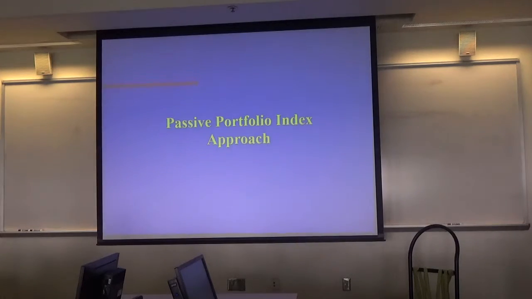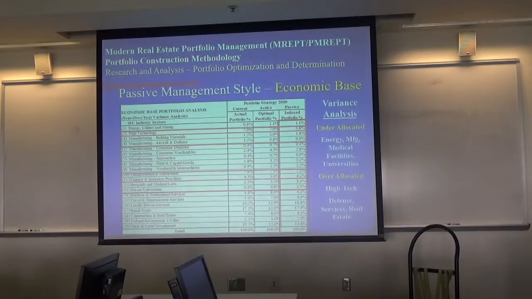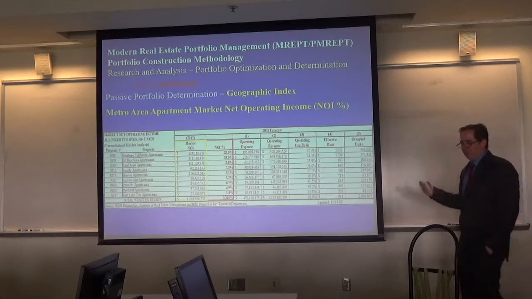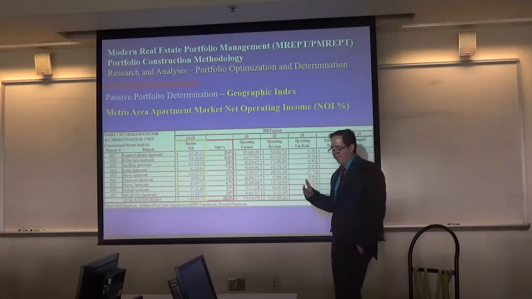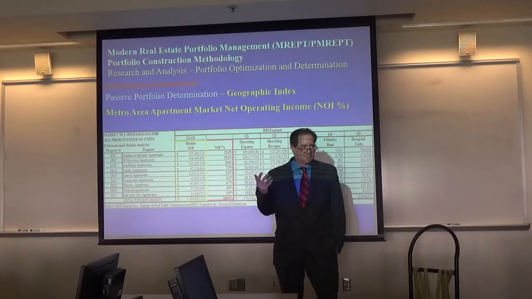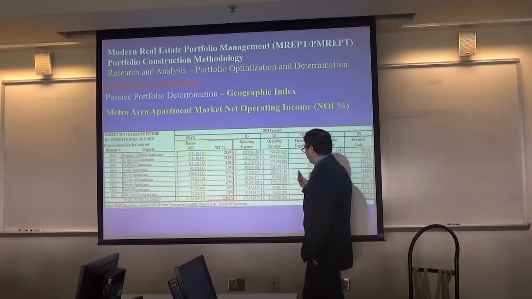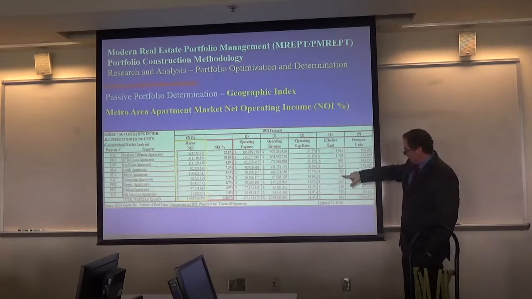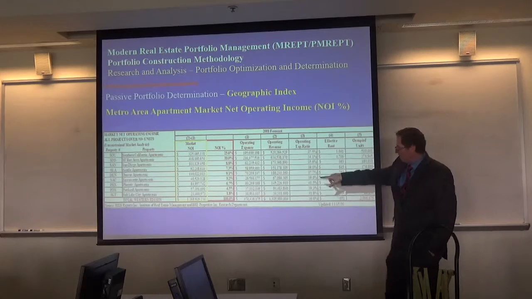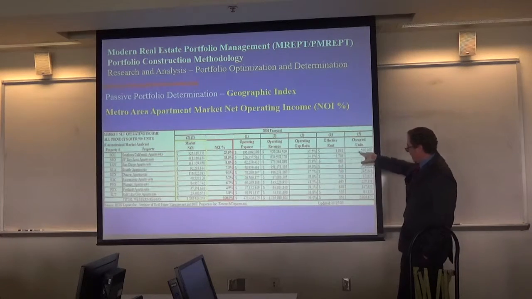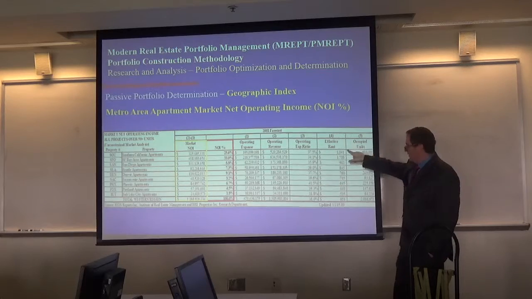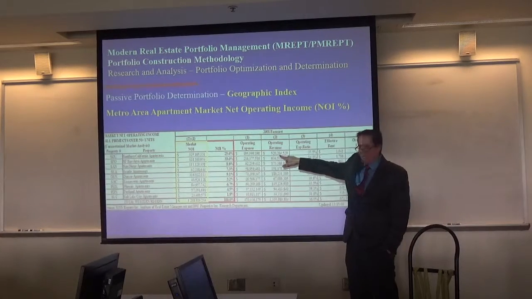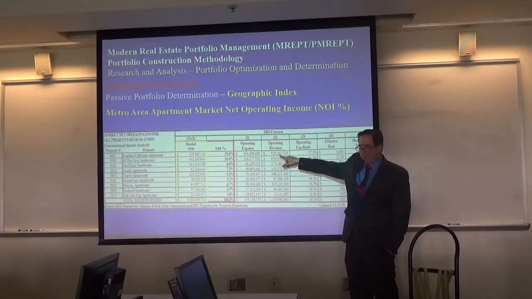Then we went to a passive approach. Let's skip past this. We said, okay, let's just build an S&P 500 model, like an ETF index, but for apartments. So what we did was we found the average effective rent for each of the metros. We got the occupied units, so we multiply the effective rents by the occupied units, and we get the operating revenue for the metro.